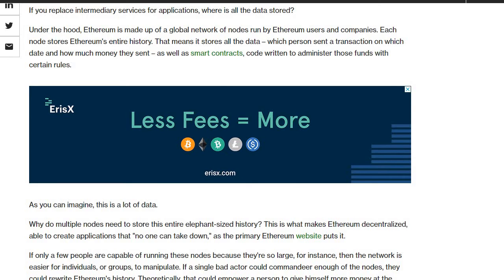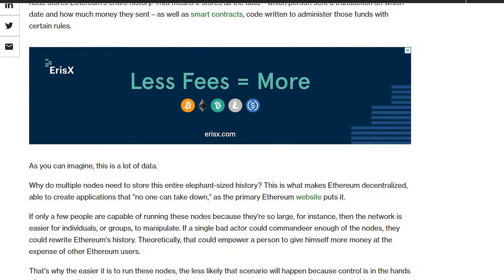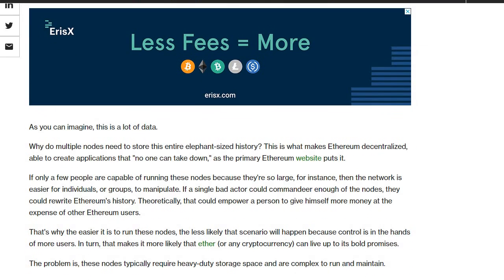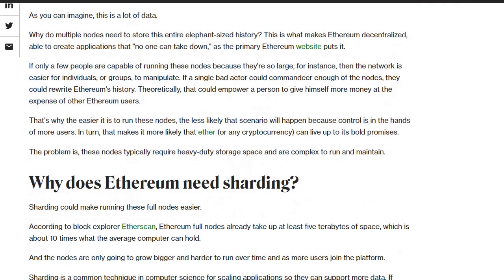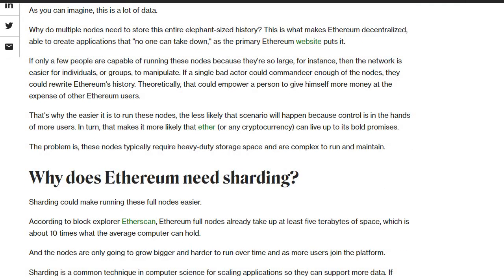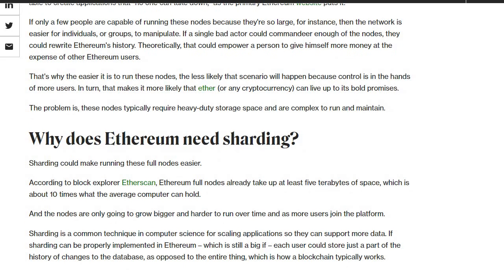Why do multiple nodes need to store this entire elephant-sized history? This is what makes Ethereum decentralized, able to create applications that no one can take down, as the primary Ethereum website puts it. If only a few people are capable of running these nodes because they're so large, for instance, then the network is easier for individuals, or groups, to manipulate. If a single bad actor could commandeer enough of the nodes, they could rewrite Ethereum's history. Theoretically, that could empower a person to give himself more money at the expense of other Ethereum users.